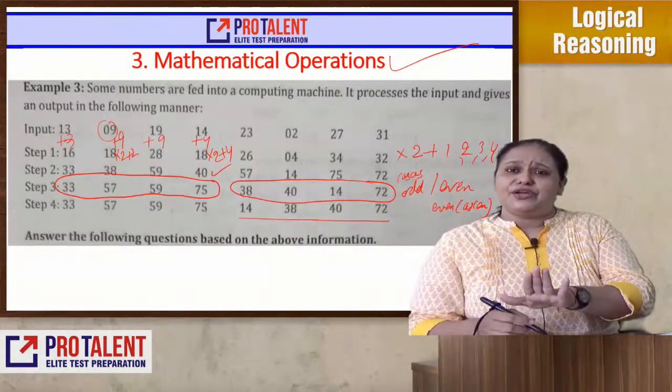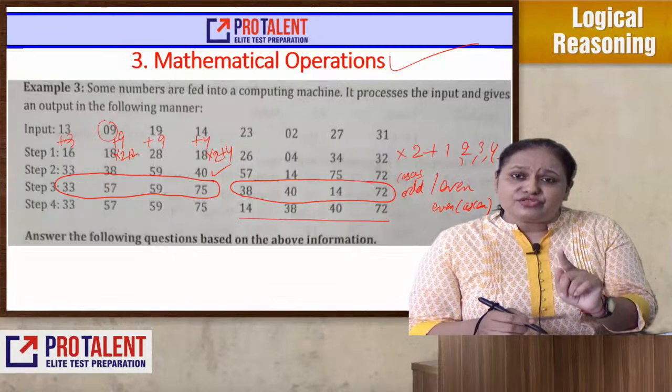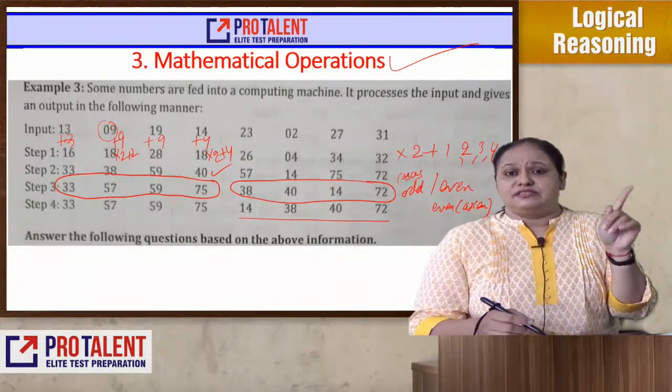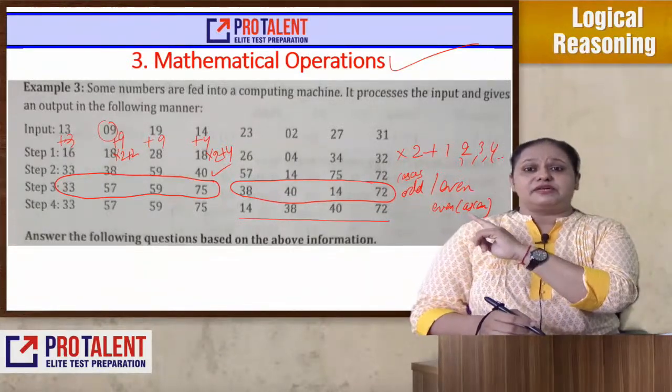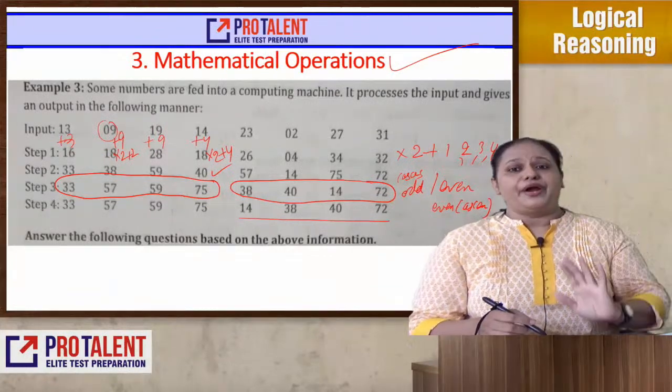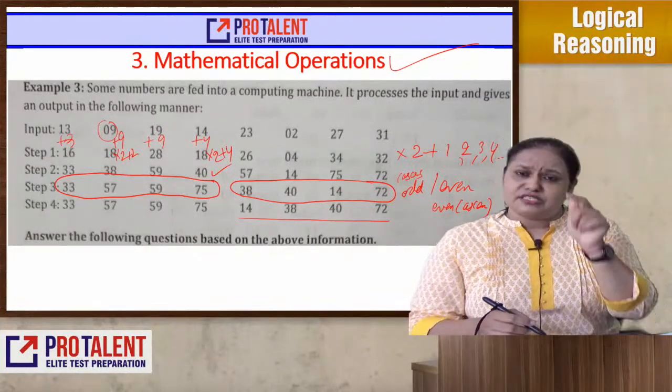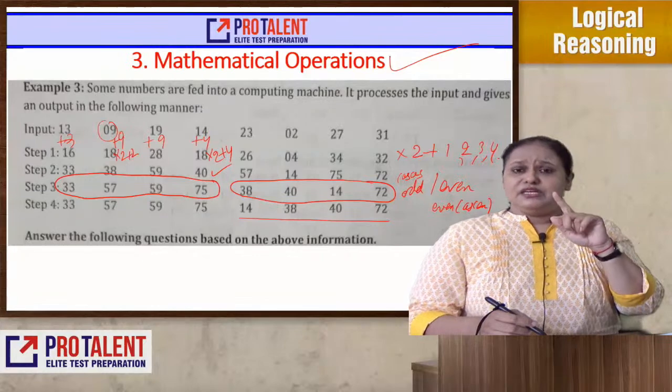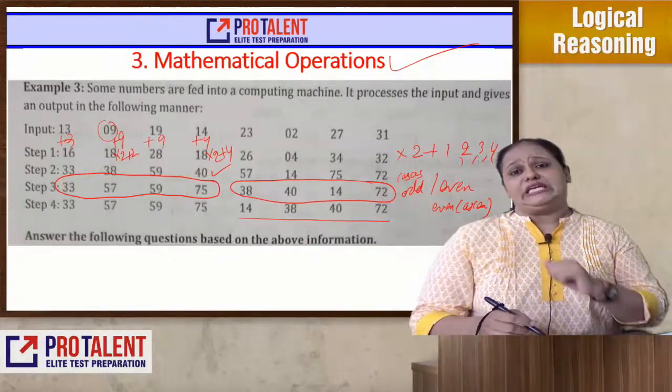It is just like experiencing, if you would have solved the questions on sequence and series, right? Which will be the next number in the sequence? Logic, no end to it. The same thing is applicable over here also.